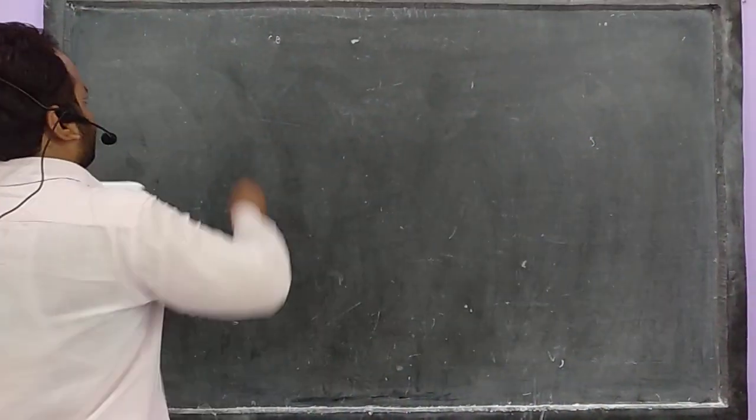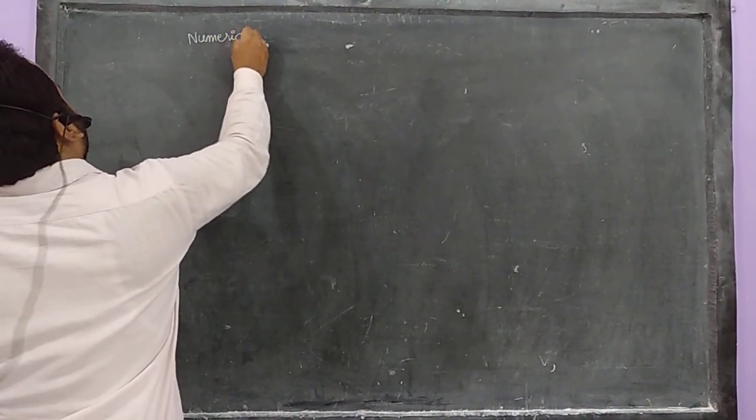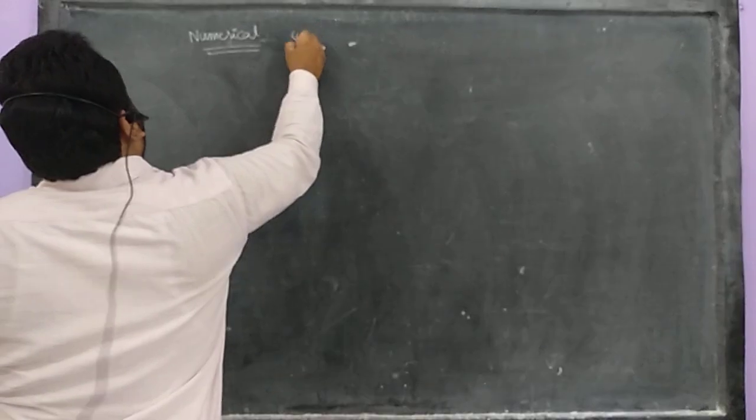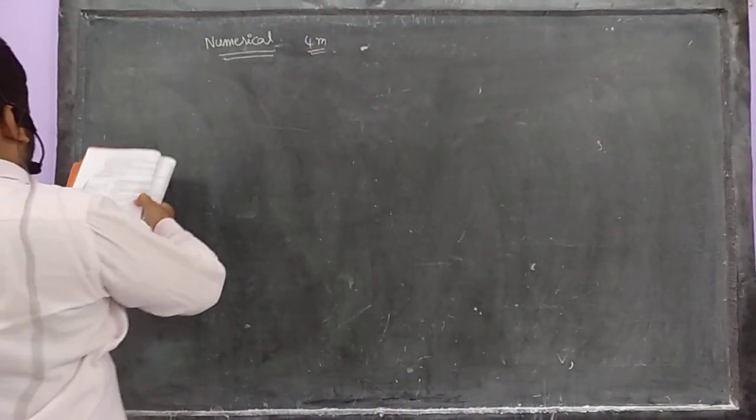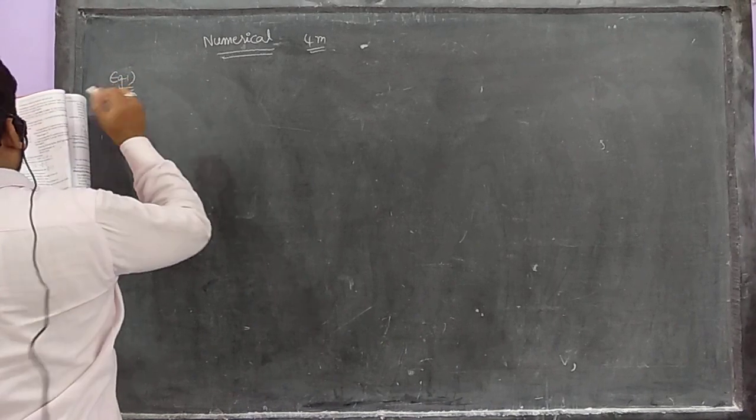So we are writing a question from the textbook. Numerical. A compulsory numerical comes for 4 marks in the exam. Let us see what the example is. It is in your textbook, page number 40.